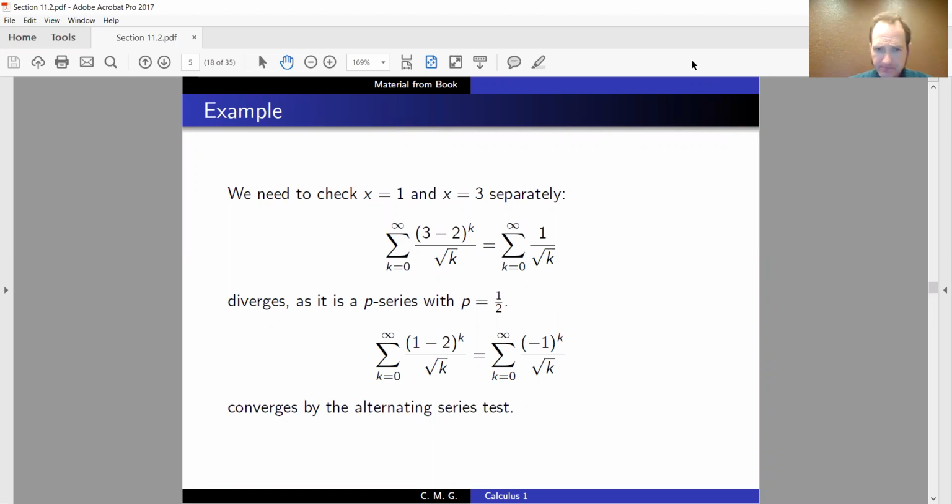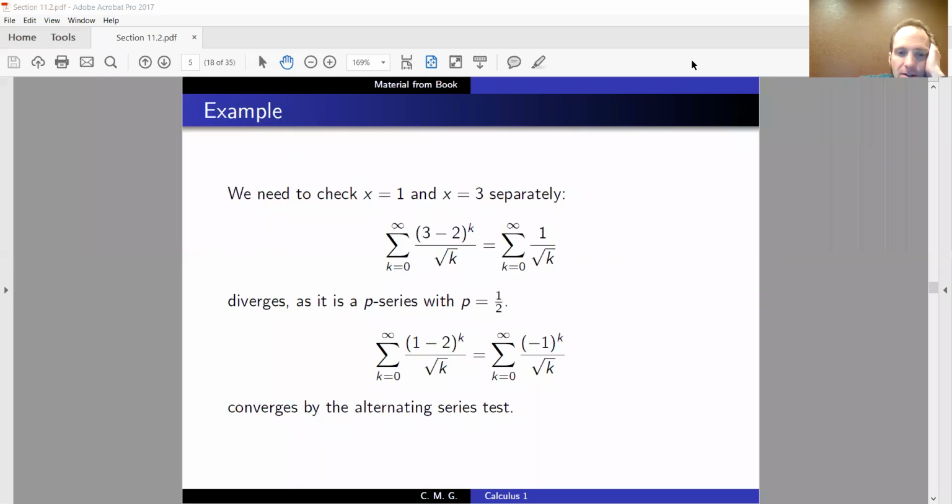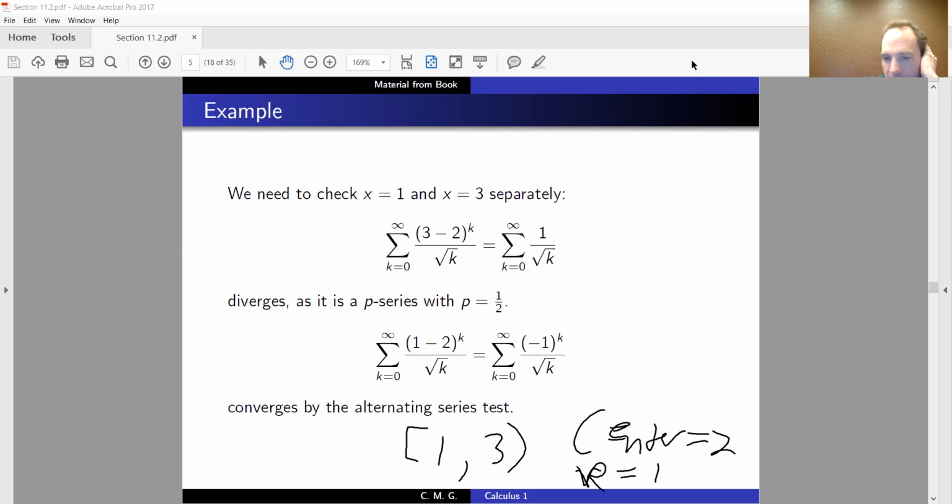So you can see we have a convergent series when x is 1, and a divergent series when x is 3. So the interval of convergence here is going to be including 1, not including 3. The center is 2. The radius of convergence is just 1. So 2 to 3, 2 to 1, there's 1 in between each of those.